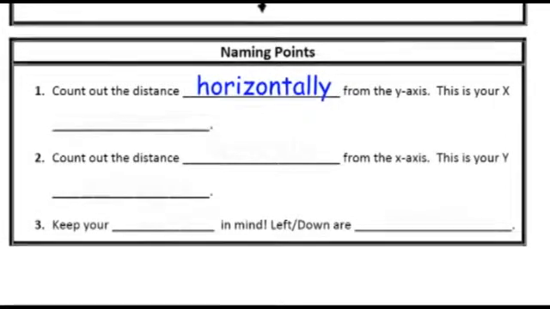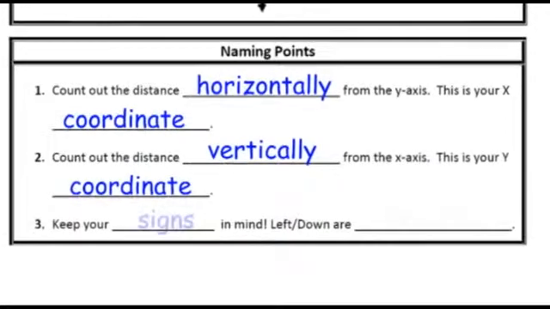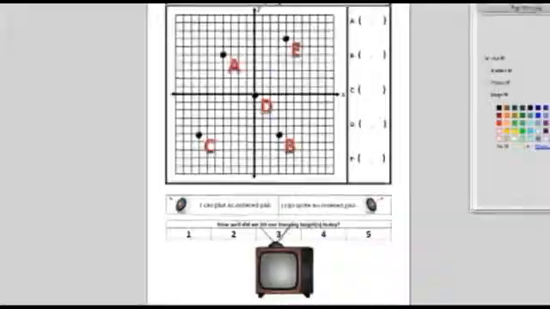When we name points, all you do is count out the distance horizontally from the y-axis. This is your x coordinate. Count out the distance vertically from the x-axis. This is your y coordinate. Keep your signs in mind. Left and down are negative. Up and right are positive.